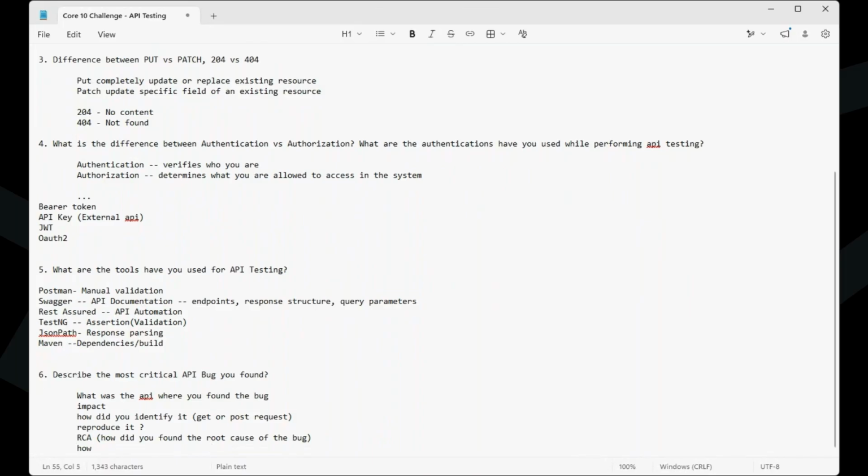And how did you log the bug? You can talk about Jira. Jira is also a bug tracking tool as well.